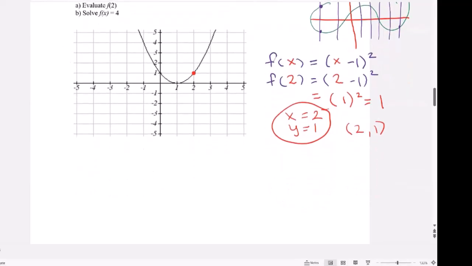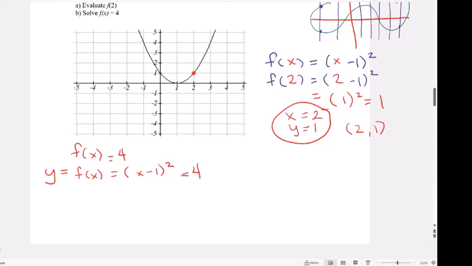Now, the next one says f of x equals 4. Okay, well, that's a little different, isn't it? Because I said f of x is equal to x minus 1 squared, and they're telling me that this is equal to 4. So really, I already know what my y value is, because remember, my function is really like my y. So I already know what my y value is. I need to find my x value.